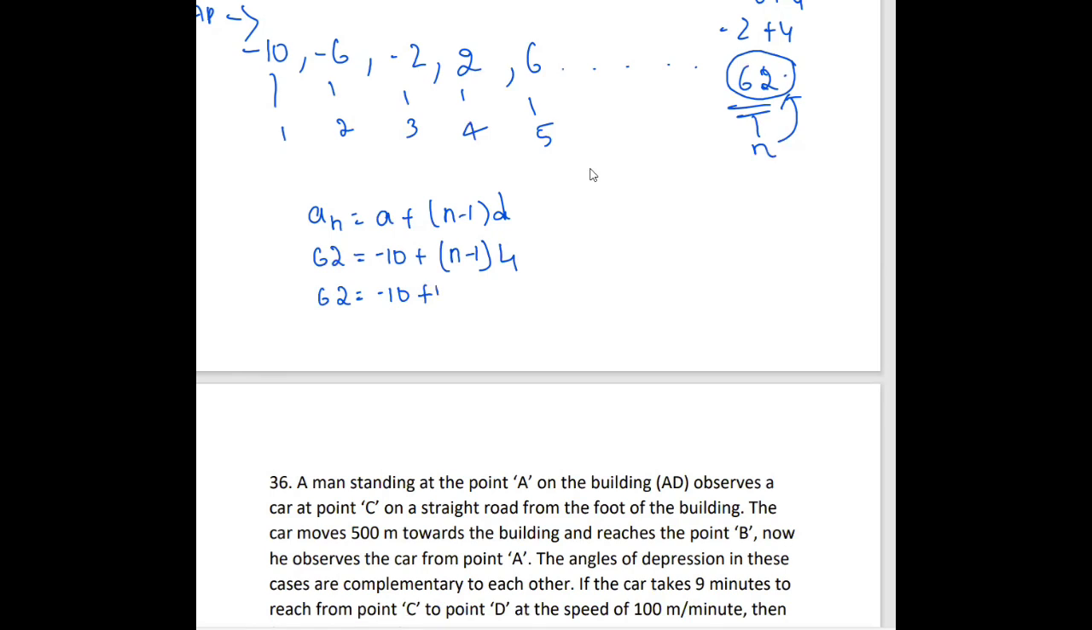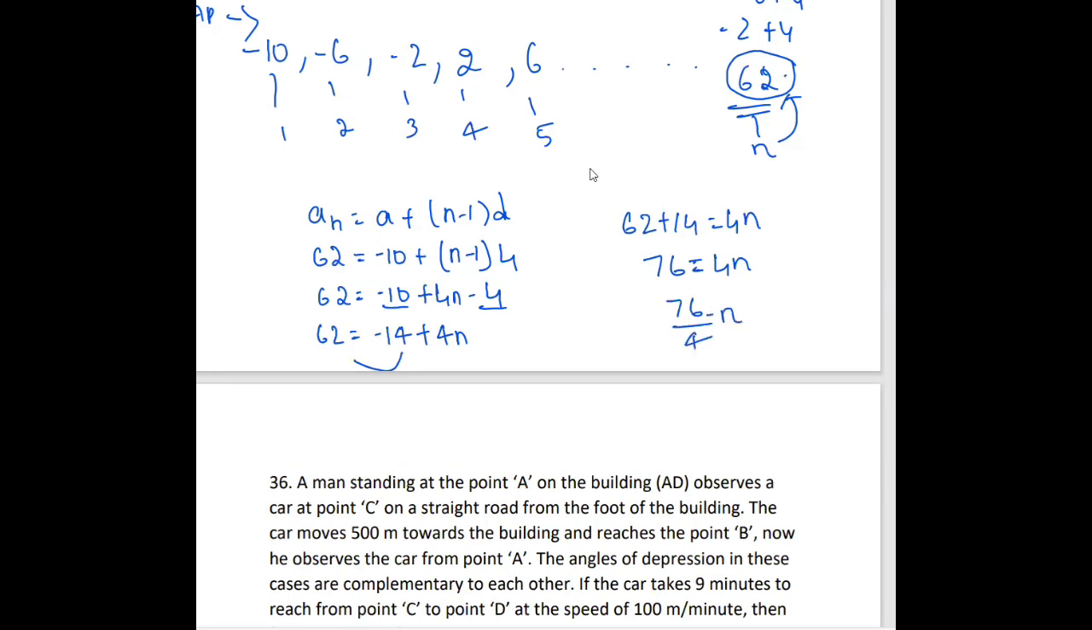So now 4 into n minus 4. Now if you simplify, 62 is equal to minus 10 minus 4 is minus 14 plus 4n. Now this goes to the other side. It becomes 62 plus 14 is equal to 4n. So 62 plus 14, how much? 76 is equal to 4n. Now 76 divided by 4.